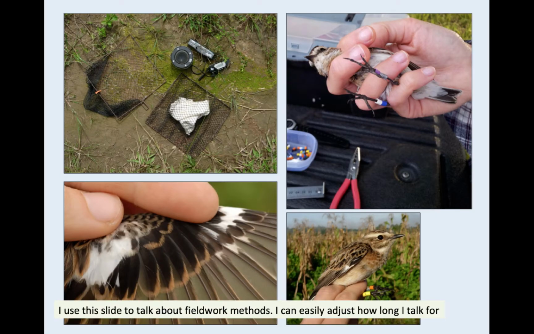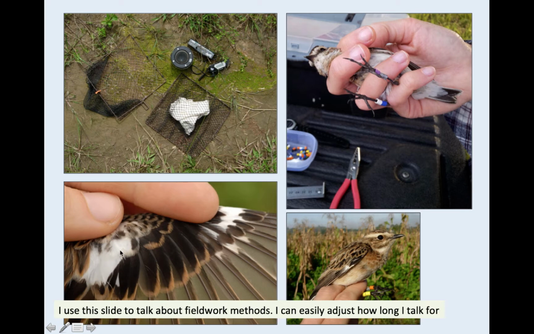Again, this is an example of pictures being used instead of words. This is about my methods. I caught birds in traps. I then put these unique little colour combinations on. So this is blue, white, metal, purple. This little birdie here, isn't it a cutie pie? I put these little rings on them, and then you can age them.